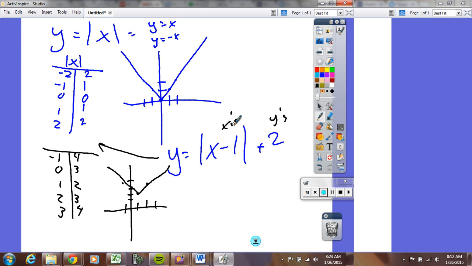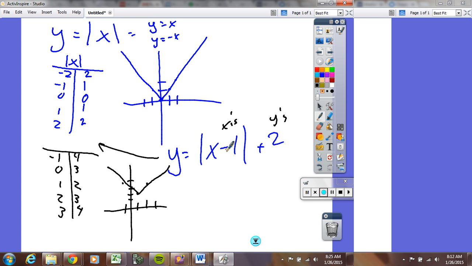Do you want to know why it's that way? I'll tell you. What value makes this guy 0? One, right? And that's why we move it right 1. It's because that's the value that makes it 0.